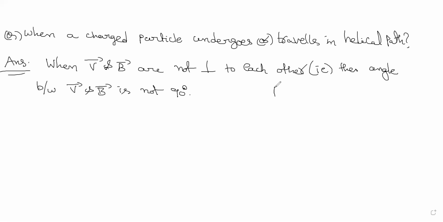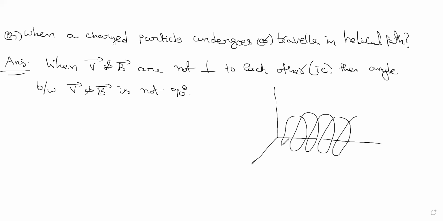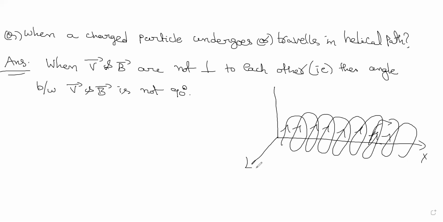So helical motion will be like this. This kind of pattern is called helical motion. It's like a spring. If it follows a path like a spring, that is called a helix. That's called helical motion. This is X, this is Y, this is Z.